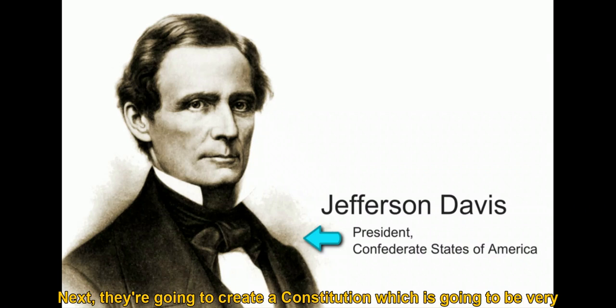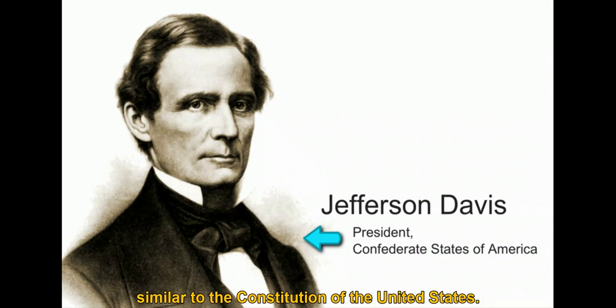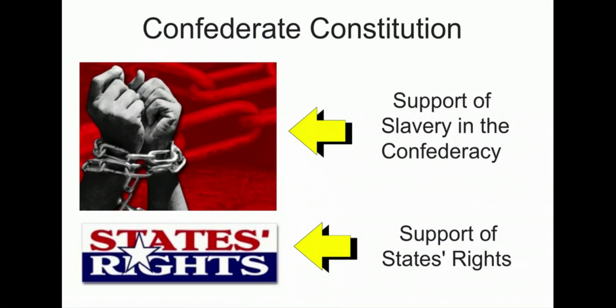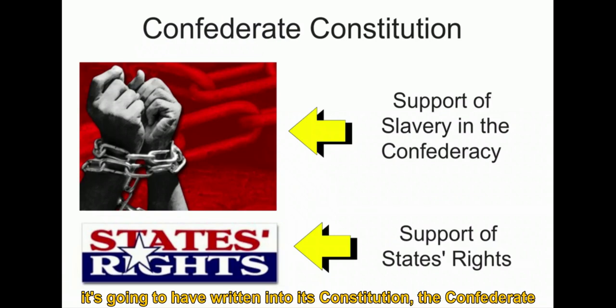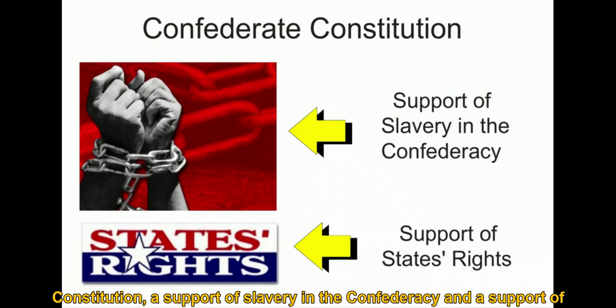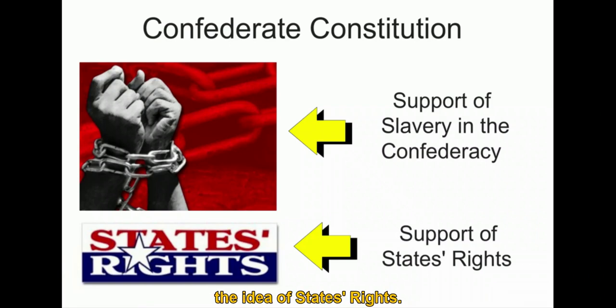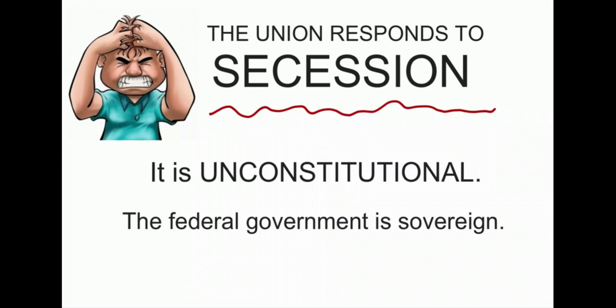Next, they're going to create a constitution, which is going to be very similar to the Constitution of the United States. But it's going to have two significant differences. One is that it's going to have written into its constitution, the Confederate Constitution, a support of slavery in the Confederacy and a support of the idea of states' rights.